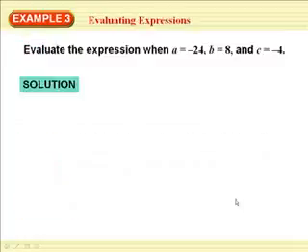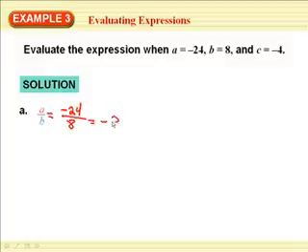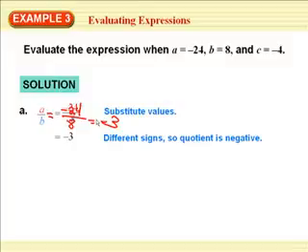Evaluate the expression. So what we're doing right here is we're going to put in some negatives and some division and some different things. So A is negative 24 divided by B, which is 8. That is negative 3. We'll substitute them in and make sure we're careful with our signs. Negative 3.